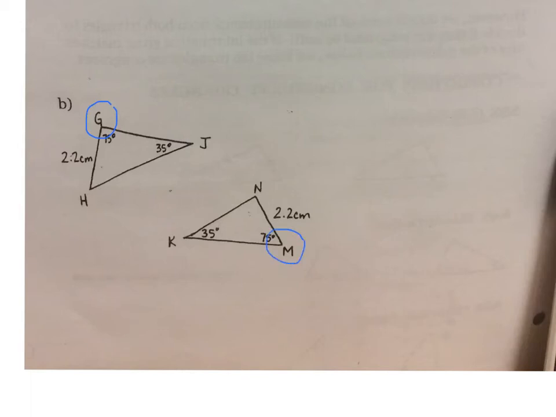Angle J is marked as 35 degrees. That one corresponds to angle K, which is also 35 degrees. And finally, angle H is not marked, corresponding to angle N, which is also not marked.